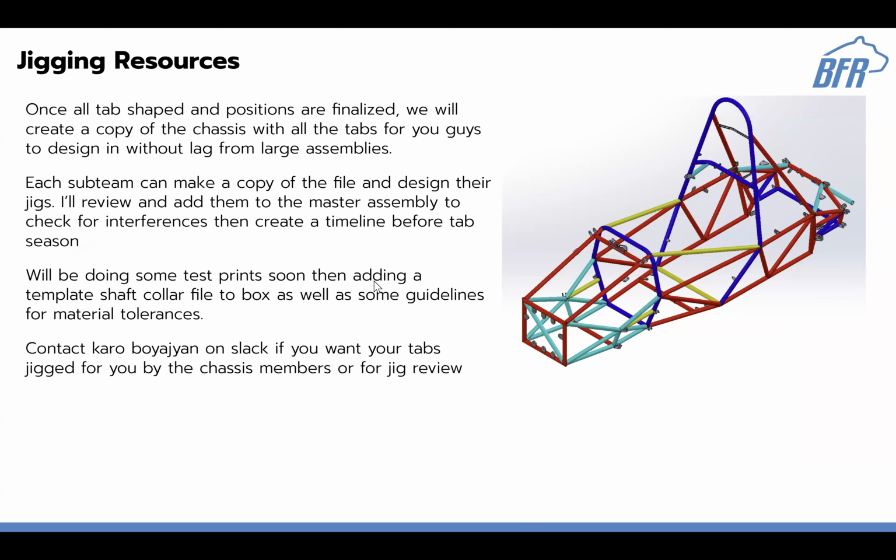For jigging resources, we'll make a chassis file once all of the tabs are in that just contains the chassis and the tabs in all of their locations. This is so when you're making your assemblies, you don't have to keep loading every subteam's top assembly, which would be very taxing on your computers. So we'll make a separate file that isolates the chassis and all the tabs, and put it relative to the weld table.